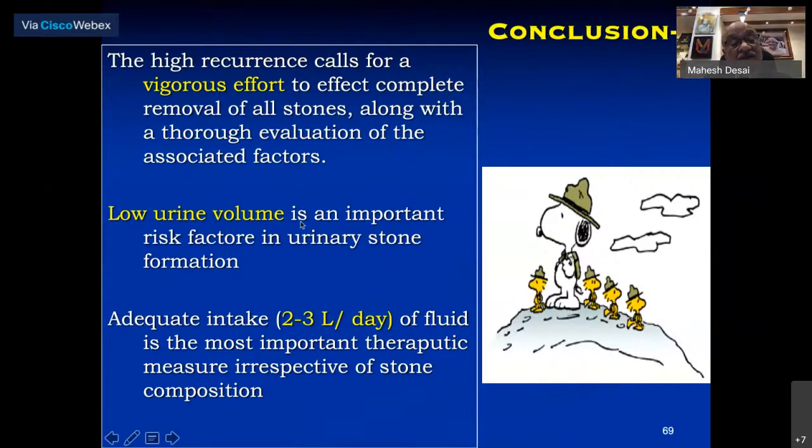Low urinary volume is an important risk factor in stone disease. We realize that, and we always insist that they should drink more. At least they should have 1.5 to 2 liters of output. Adequate intake is about 3 to 3.5 liters of fluid in the summer, maybe 2 liters in the winter. This is the most important therapeutic measure, irrespective of the stone composition.